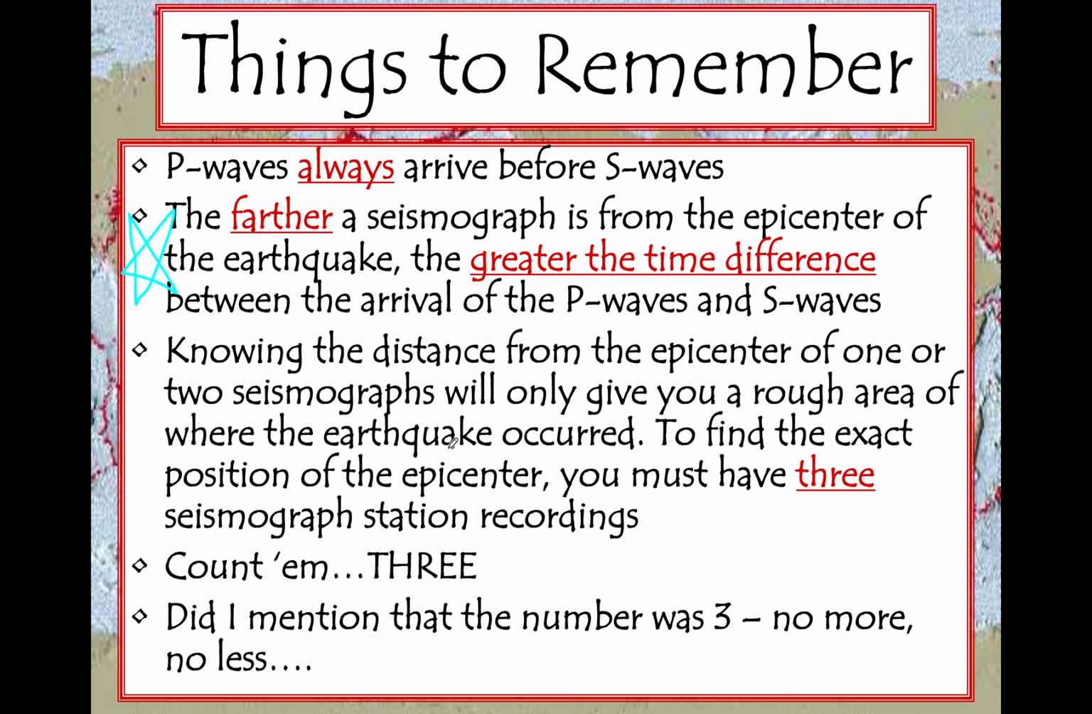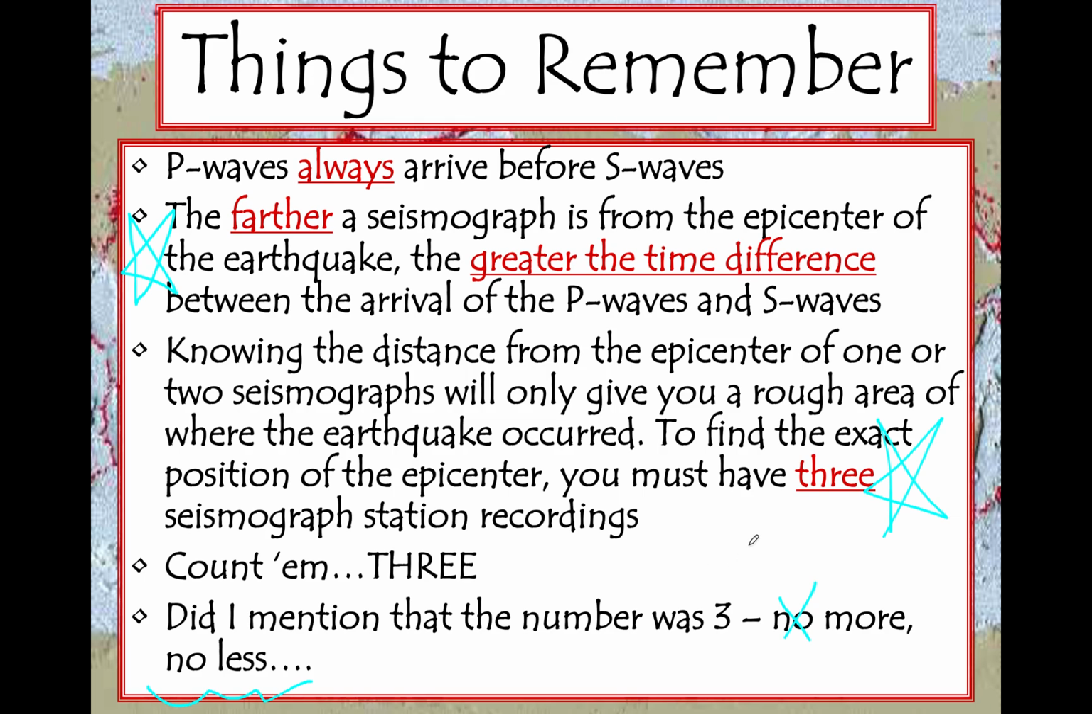Remember that? Knowing the distance from the epicenter of 1 or 2 seismograph stations is only going to give you a rough area of where the earthquake occurred. To find the exact position of the epicenter, you must have, at a minimum, 3 seismograph stations recording. Count them, 3. Did I mention that the number was 3? You can have more, but no less. And that is a reference to Monty Python and the Holy Grail. And if you don't know that movie, maybe while you're home, you can watch it if your parents say it's okay.